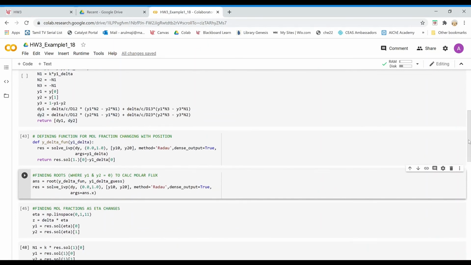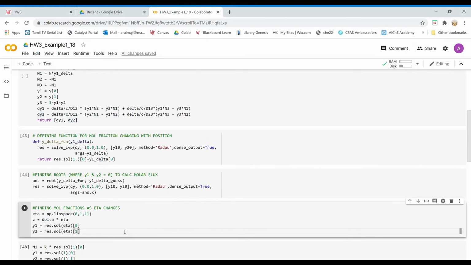And then we move here to our next part. Now we're finding eta, how our mole fractions are different at different etas. So this eta we are defining from starting at 0 to 1, because again, it's a ratio and we're looking at 11 different increments, so 11 different values from 0 to 1. And here we're defining what our z and eta relationship is.